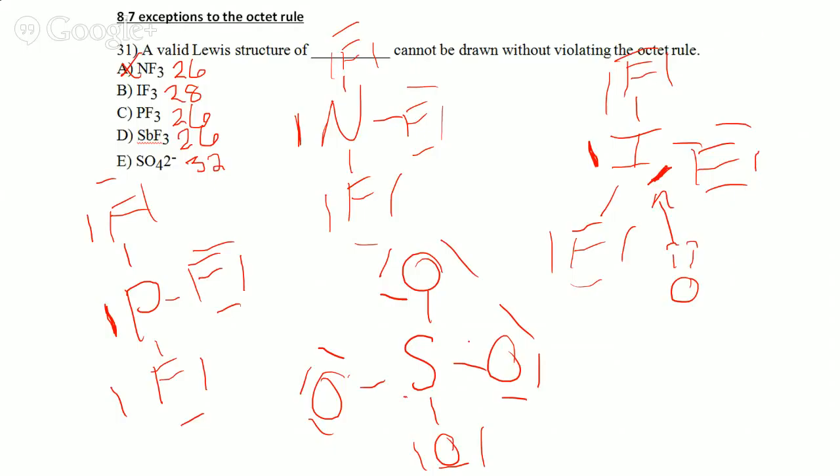So our answer to 31 has got to be B. There's no way to draw it without violating the octet rule. There's no way around it.